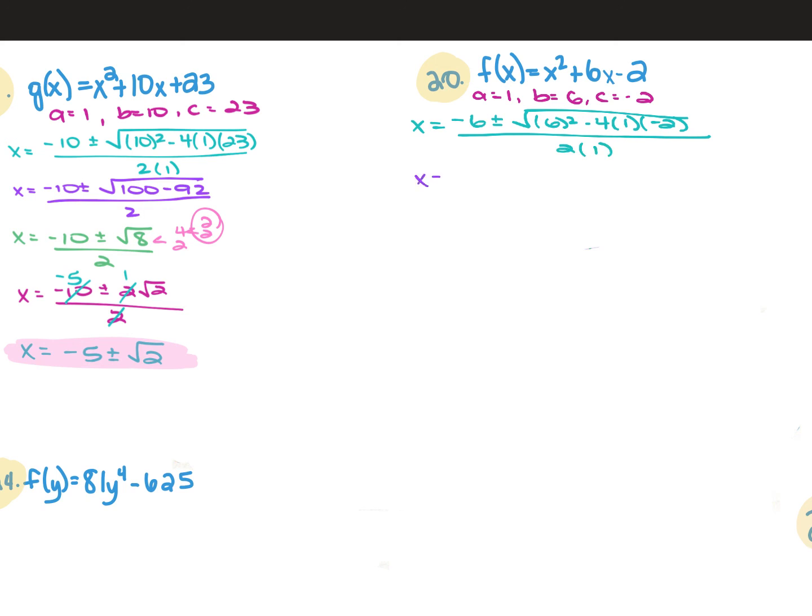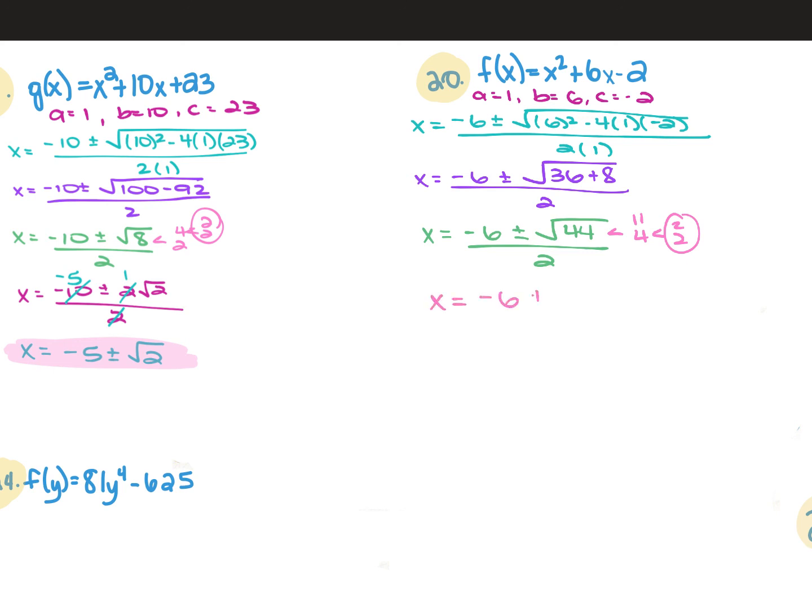This is going to simplify to be x is equal to negative 6, plus or minus the square root of 6 squared is 36, minus 4 times 1 is negative 4, times negative 2 gives us a positive 8, all over 2. From here, add what's underneath your radical. So x is equal to negative 6, plus or minus the square root of 36 plus 8 is 44, all over 2. That 44 is 4 times 11. 4 is 2 times 2. So those 2's pair up to give us x is equal to negative 6 plus or minus 2 square root 11 all over 2.